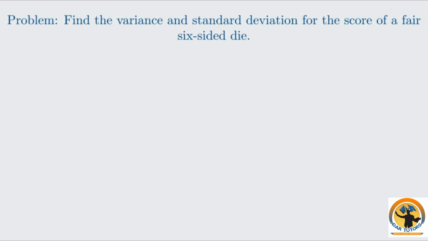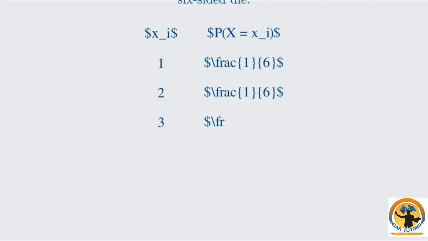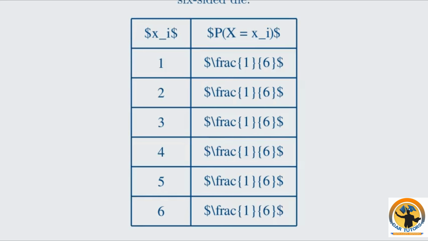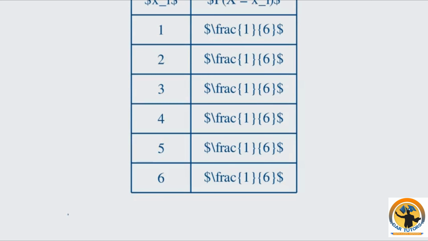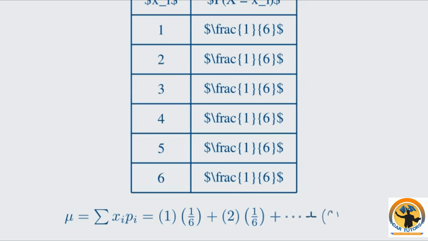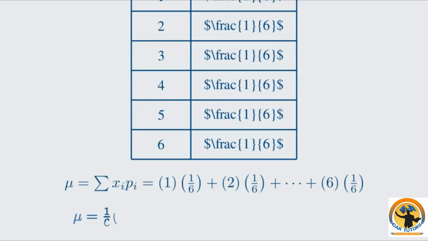First, we construct the probability distribution. Since the die is fair, each outcome from 1 to 6 has an equal probability of occurring. The probability of rolling any specific number is 1/6. Next, we calculate the mean mu. The mean is the sum of each outcome times its probability. This is 1 times 1/6 plus 2 times 1/6, and so on, up to 6 times 1/6. We can factor out the 1/6, leaving us with the sum of the integers from 1 to 6, which is 21. So the mean is 21 over 6, or 3.5.